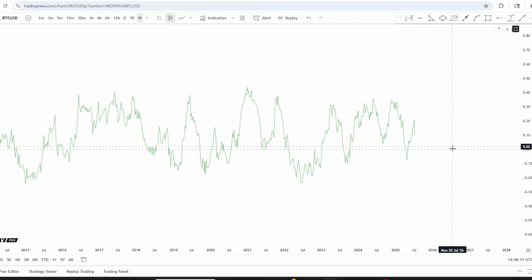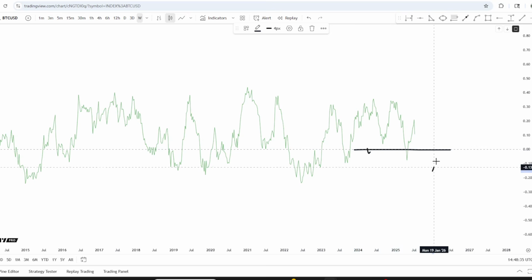Now, the CMF has a central line at 0, and it has extremes. It goes up to 1 and down to -1. The whole idea is that the higher it is above 0, the stronger it is. The lower it is below 0, the weaker it is. You can use it a couple of ways. You can use a crossing signal over the 0 line. Crossing up should be a buy signal. Crossing down should be a sell signal.